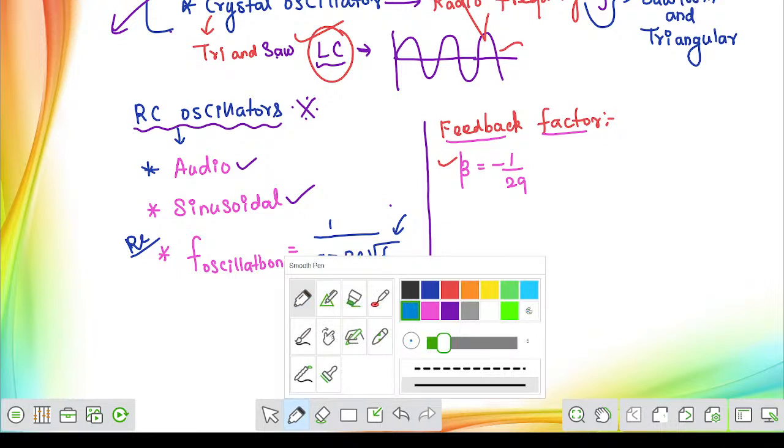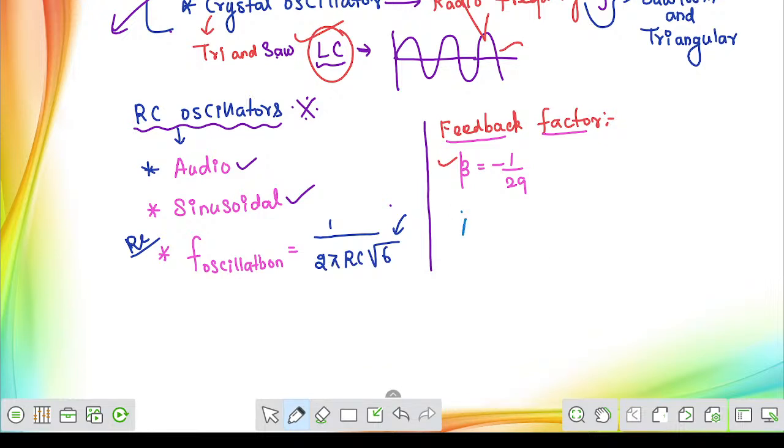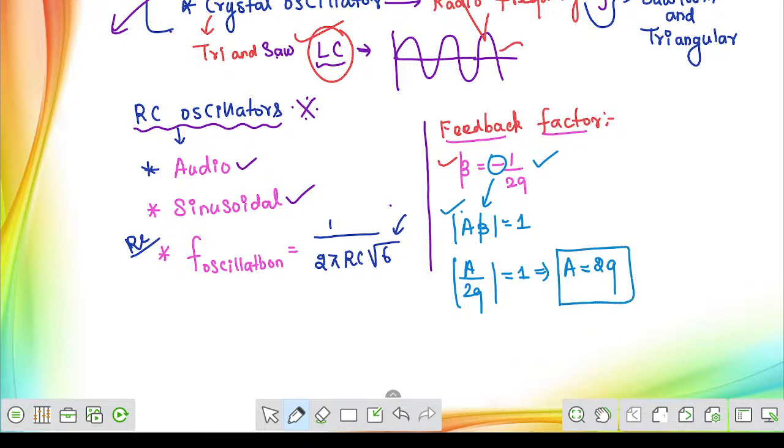Rather, what they will do is, we know from the Barkhausen criteria, A into beta is equal to 1. We have seen this condition. If beta equals minus 1 by 29, we are taking the mod here. Mod means we should not consider the sign. If I put this value here, I will have to write A by 29. I am putting the mod, so the sign will not come out. So from this you can say the gain of the operational amplifier is going to be 29.